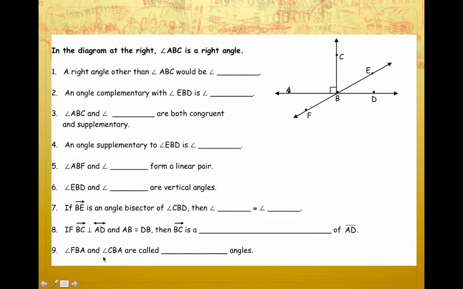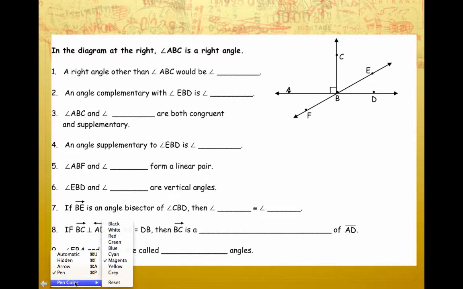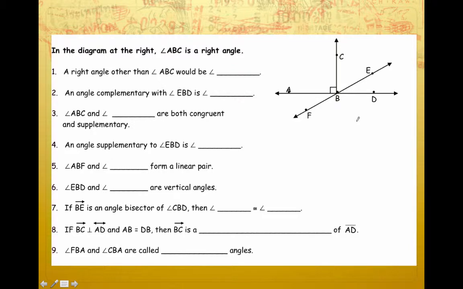So in the diagram at the right, we're given that ABC is a right angle. It's marked that way anyway, but just in case you didn't know. A right angle other than ABC would be what? Well, you can see this is a line, so this is a linear pair. So if this is right, then so is this. So CBD.